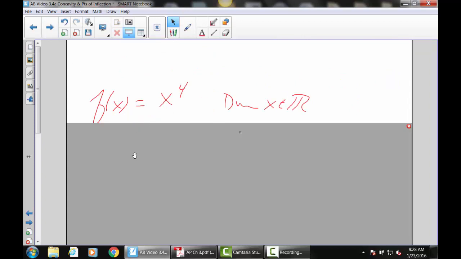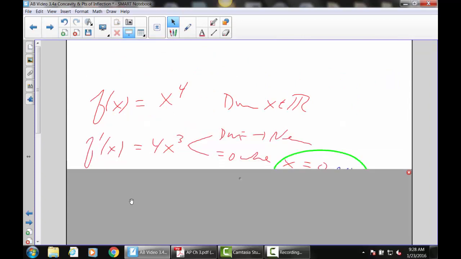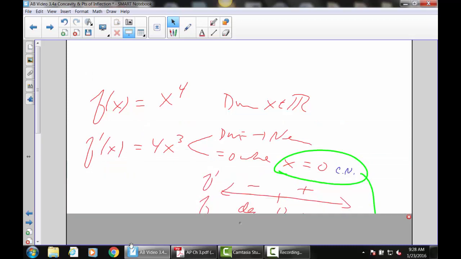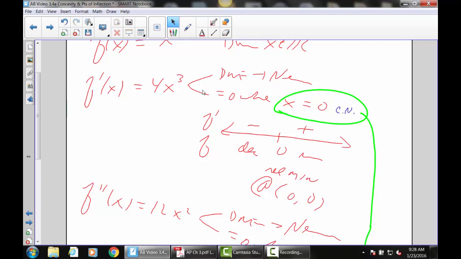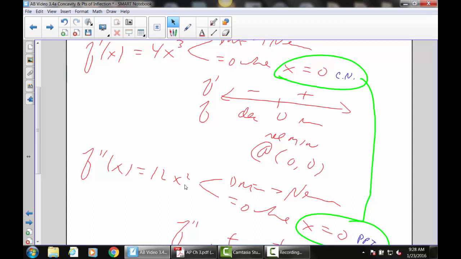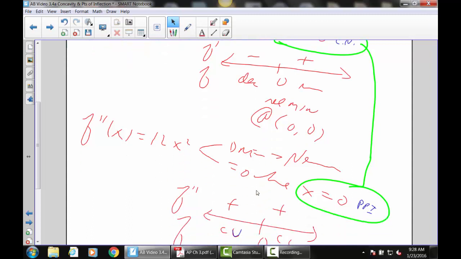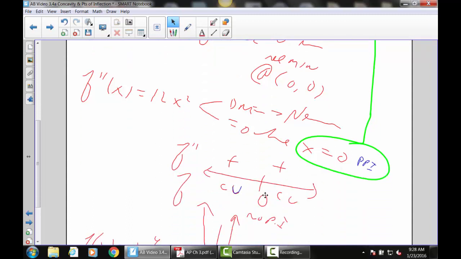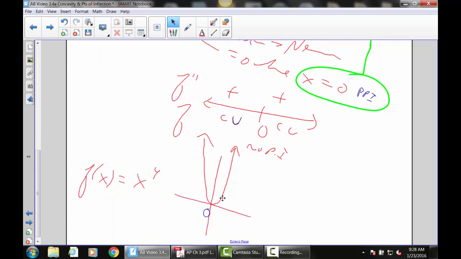Just as an example, f of x equals x to the fourth, f prime equals 4x cubed, and therefore you have a critical number of 0. You have a relative min at 0, 0. If you look at the second derivative, which is 12x squared, you get a critical number of 0, and you find out the graph is concave up on both sides.